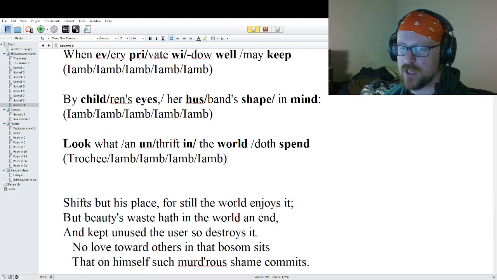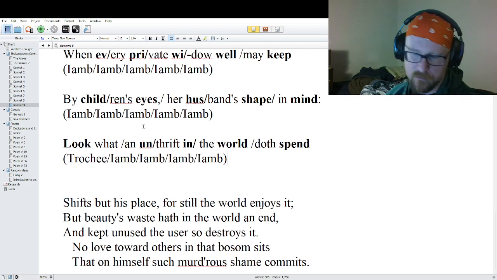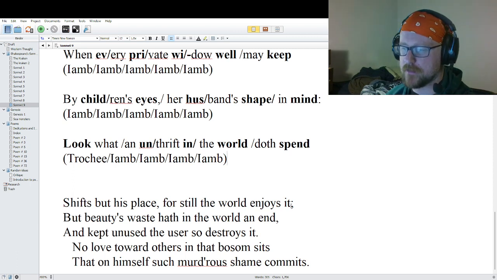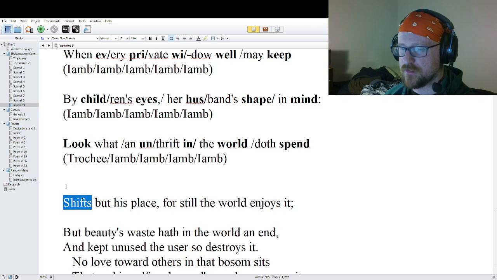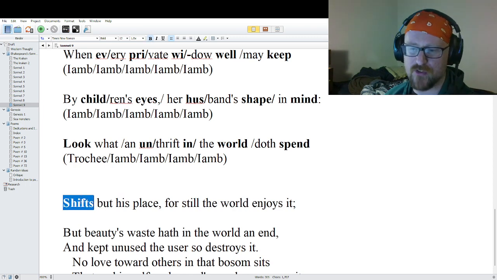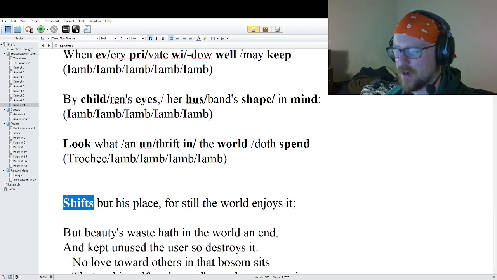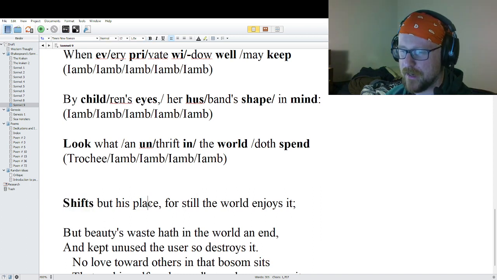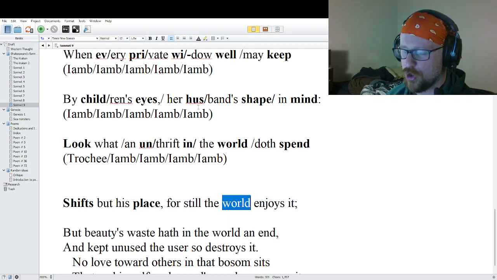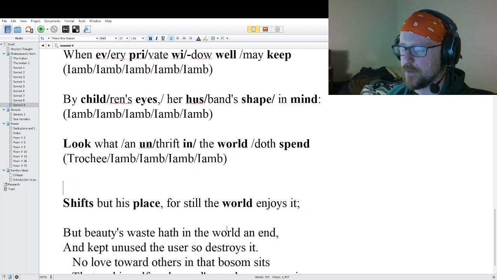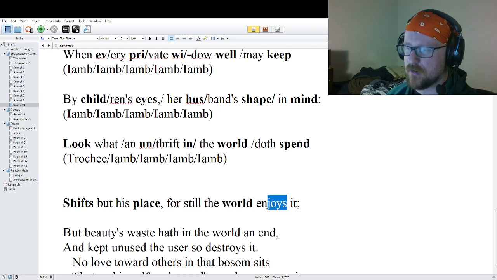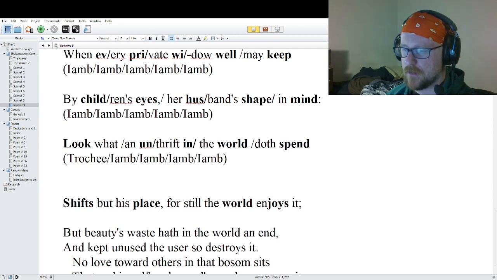So next line: "Shifts but his place, for still the world enjoys it." Okay, step one, let's highlight all the important monosyllable words. "Shifts" should give you a clue, guys: if the first one gets promoted, chances are, not always, we're dealing with a spondee or something special. Then we've got "place," and then "world." Step two, we look for any multisyllable words. We've got "enjoys," and get the primary stress, which is "joys," right? Cool. Do we have anything for promotion? Well, we do right here. We have "still." Cool, right, guys?